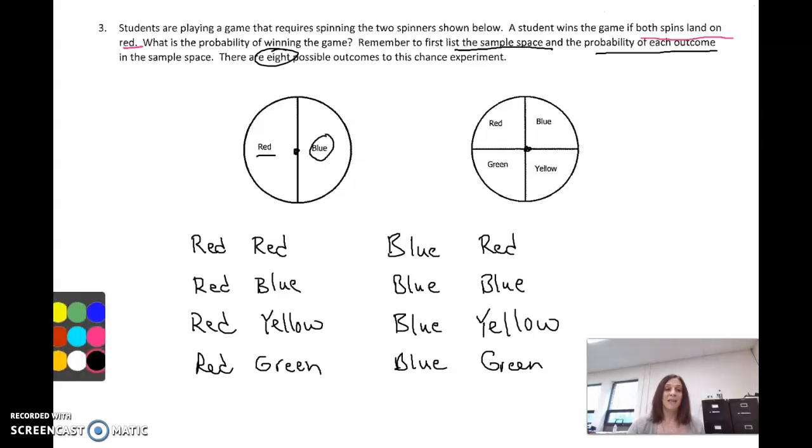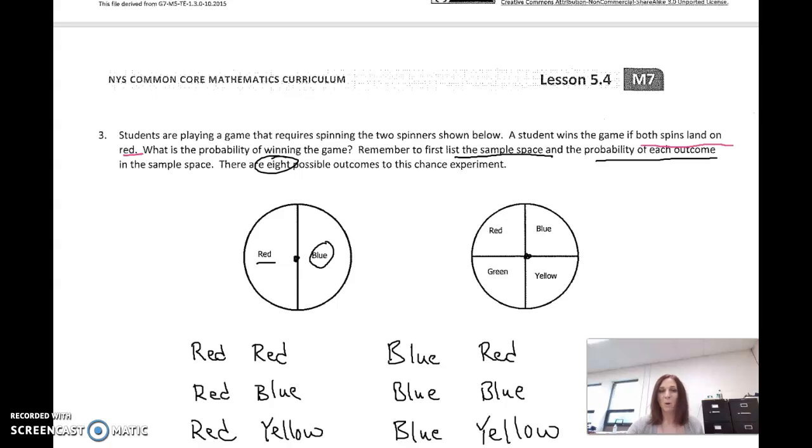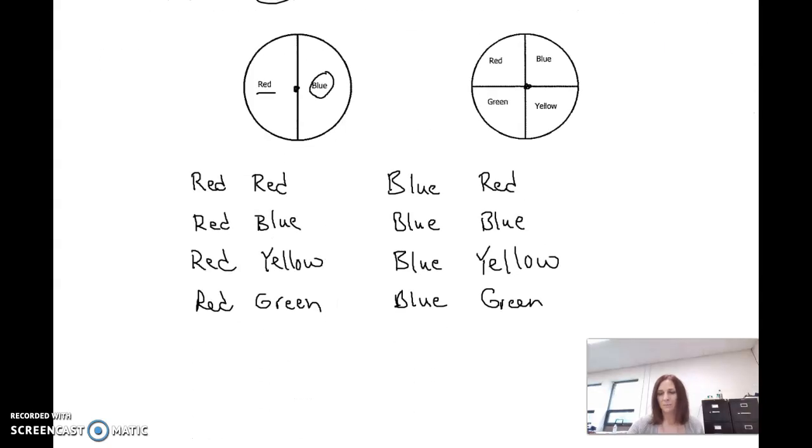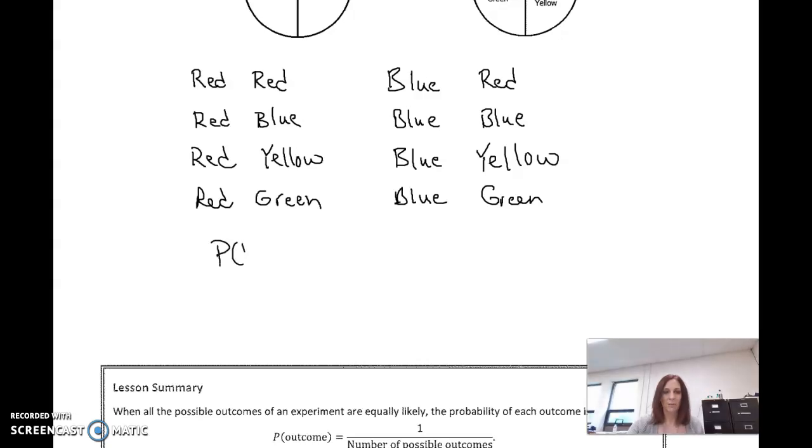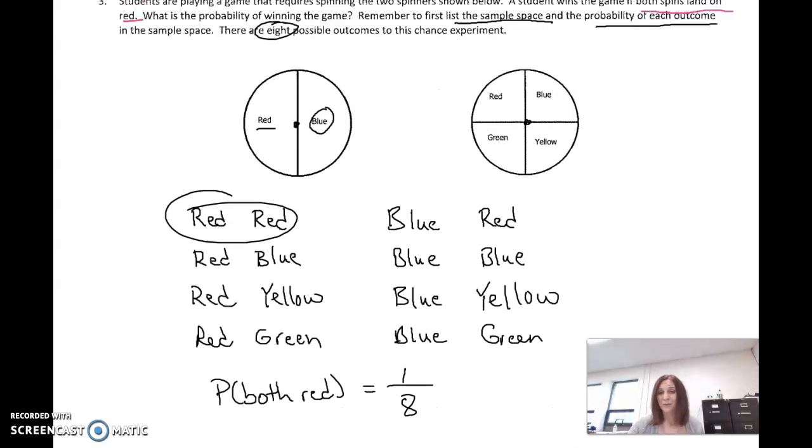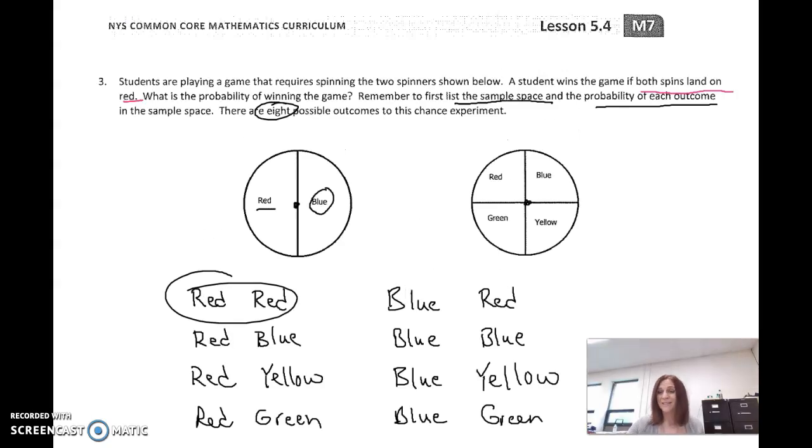So we know our total's 8. And if I want the probability, actually, let me write that down somewhere else so I have some more room here. I want the probability that both land on red. So the probability that both are red. How many times does that happen? Just the one time, right? How many total are there? 8. So the probability that they both are red is just 1 out of 8. The big part is being able to write the sample space.